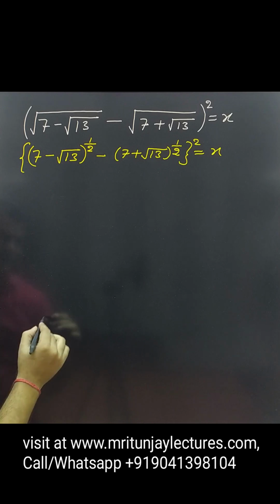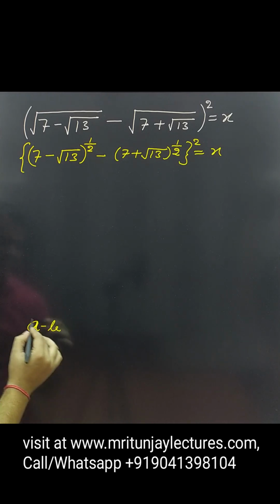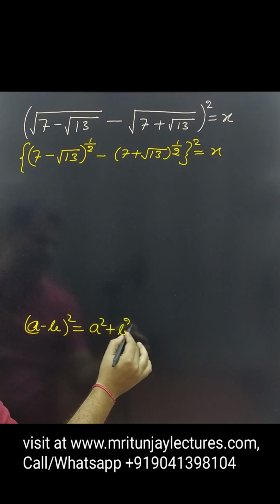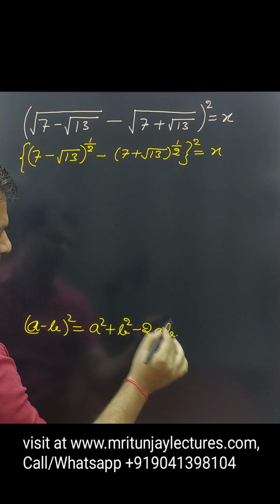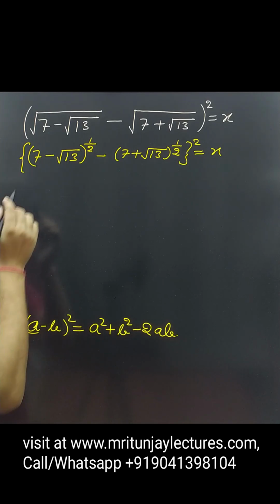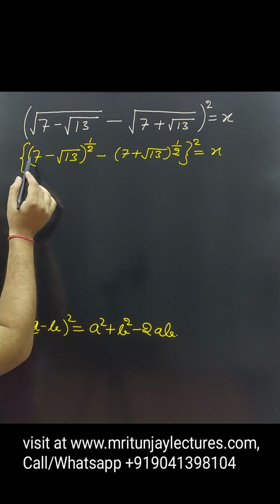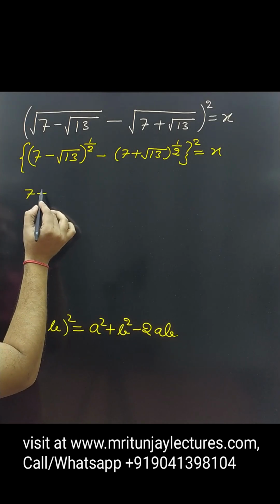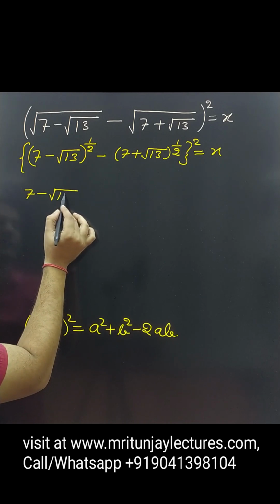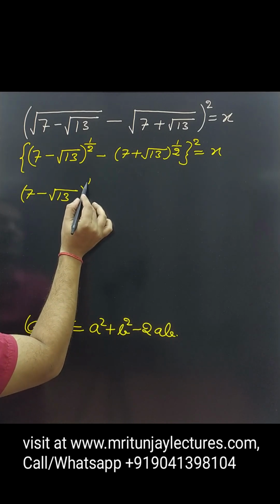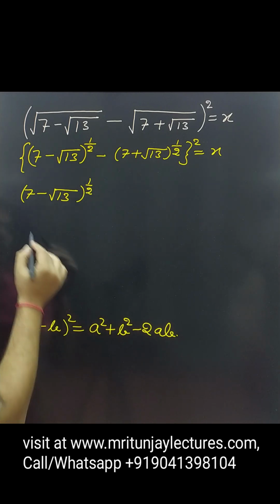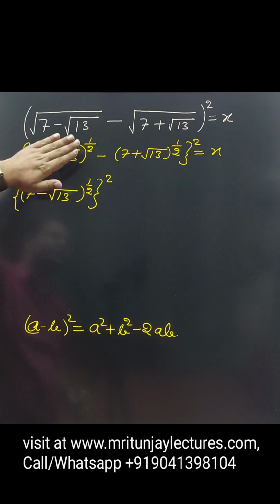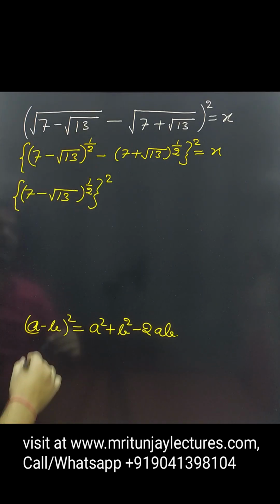Simply, I know that here (a − b) whole square is how much? a square plus b square minus 2ab. That formula applies here simply. So a is how much? That one. b is how much? That one. So that is written (7 − √13)^(1/2) to whole power 2. Basically a is like that, so that is how it is written.